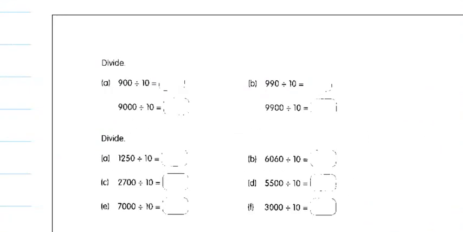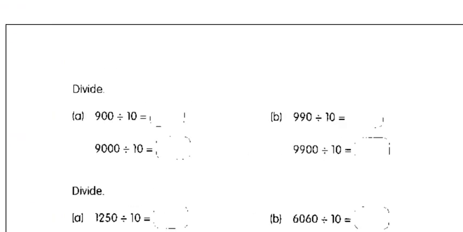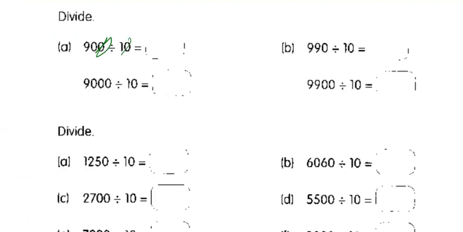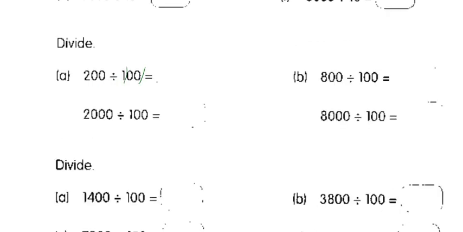If you divide by 10, you will just cancel zeros or move the decimal point. Let's check 900 divided by 10. The 0 will eat the 0, it will be 90. 9,000 divided by 10, the 0 will eat the 0, so it will be 900. And so on. 200 divided by 100, the two zeros eat the two zeros, it will be 2. 2000 divided by 100, two zeros eat two zeros, it will be 20.